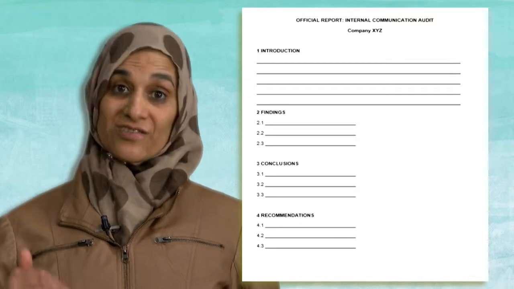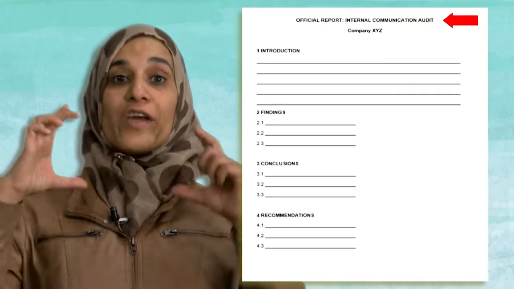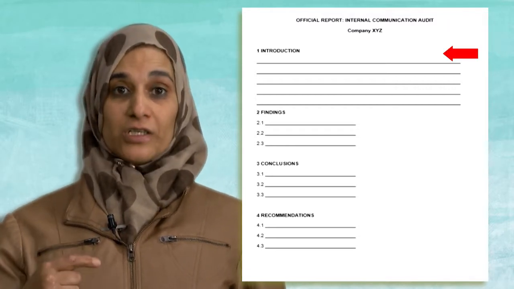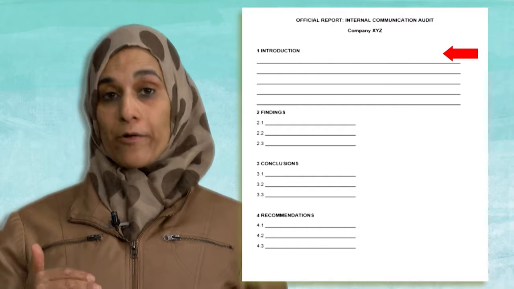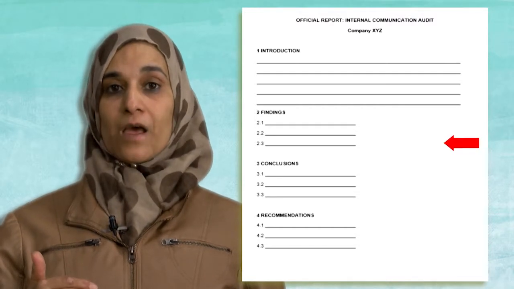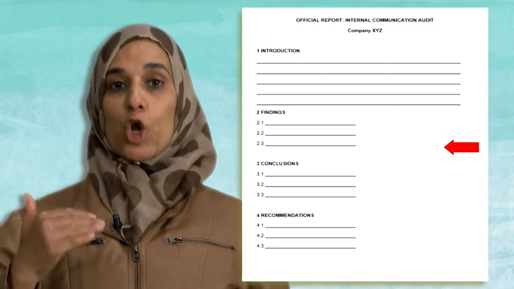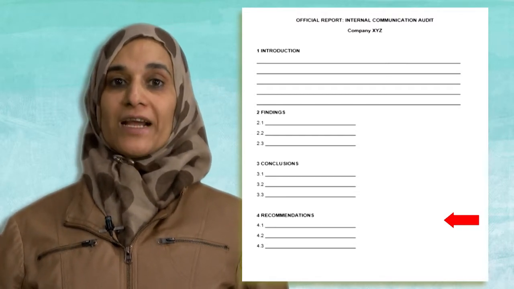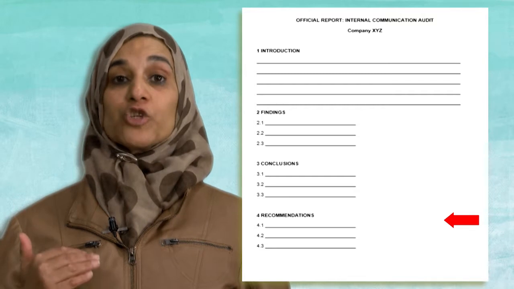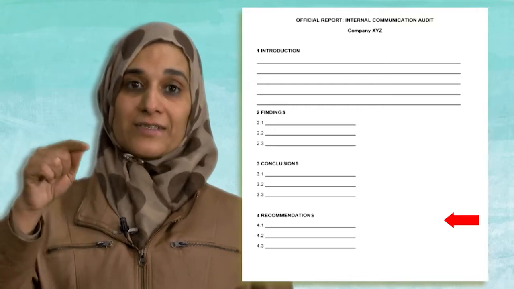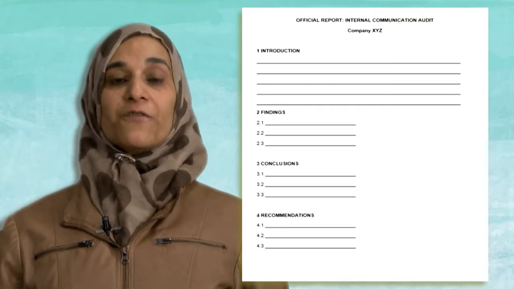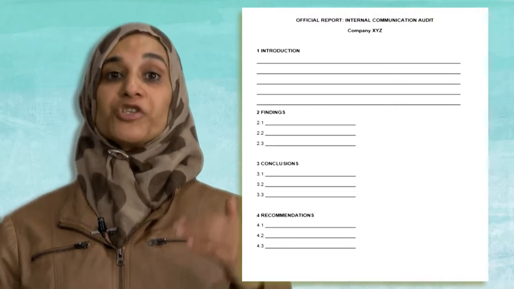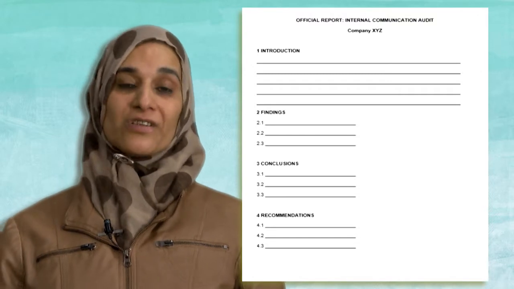You should follow this structure: the heading and the title of the report, the introduction, which should be written in paragraph format, the findings, conclusions, and recommendations, which should contain a numbered list that should be logically linked. This means that the first finding should lead to the first conclusion, which should lead to the first recommendation, and so on.